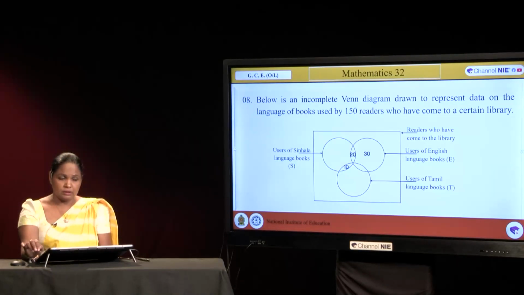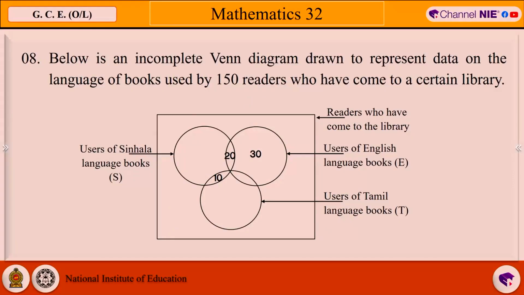8th question is under sets and probability. Here it is given that below is an incomplete Venn diagram drawn to represent data on the language of books used by 150 readers who have come to a certain library. You are given that users of Sinhala language books in S letter, users of English language books in E letter, users of Tamil language books in T letter.